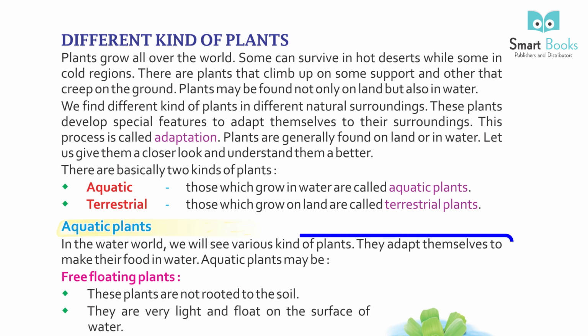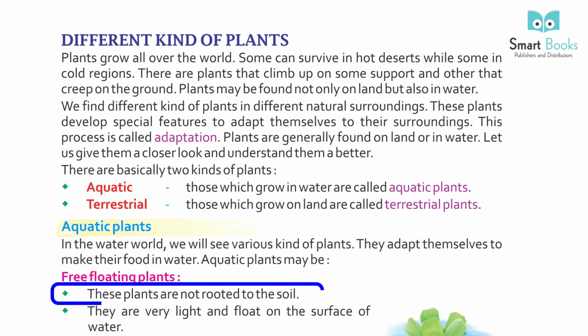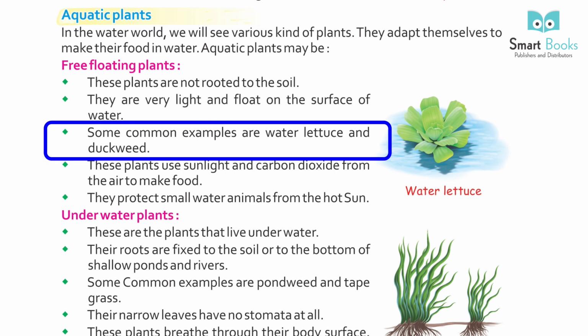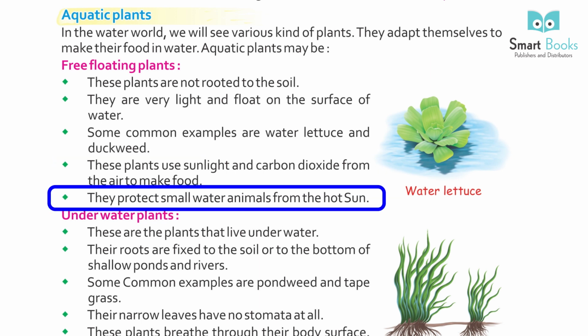Aquatic plants. In the water world, we will see various kinds of plants. They adapt themselves to make their food in water. Aquatic plants may be free-floating plants. These plants are not rooted to the soil. They are very light and float on the surface of water. Some common examples are water lettuce and duckweed. These plants use sunlight and carbon dioxide from the air to make food. They protect small water animals from the hot sun.